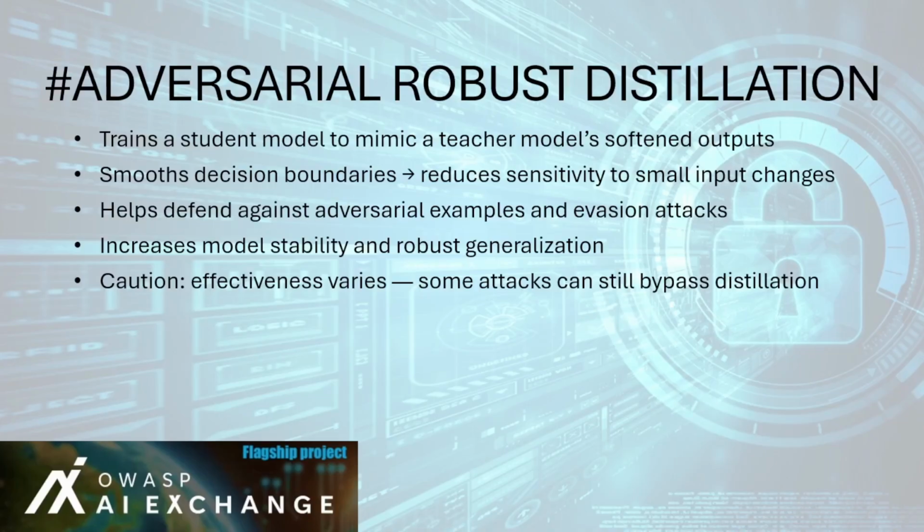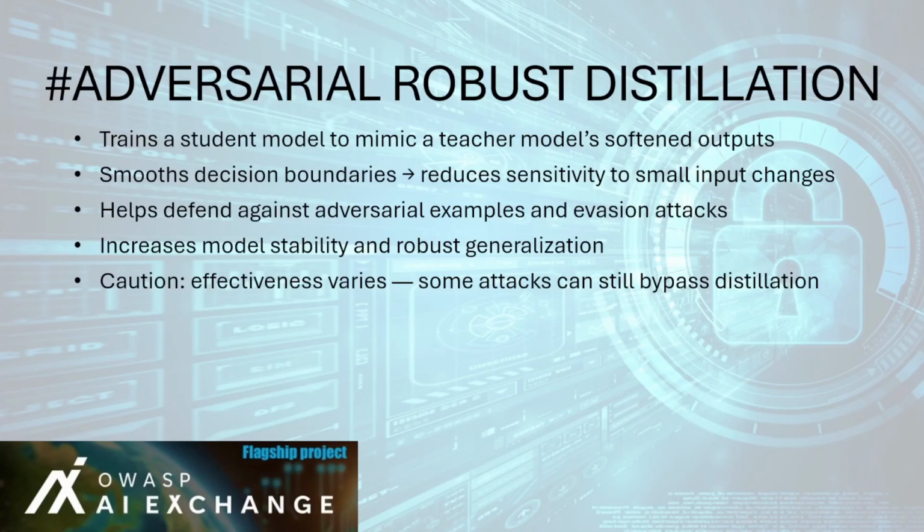This works as follows. 1. Train a teacher model, normally on clean data. 2. Generate soft labels or probabilistic outputs from the teacher. 3. Train the student model using these soft labels. And 4. The student model inherits the teacher's knowledge, but with smoother transitions between classes, making adversarial perturbations less effective.